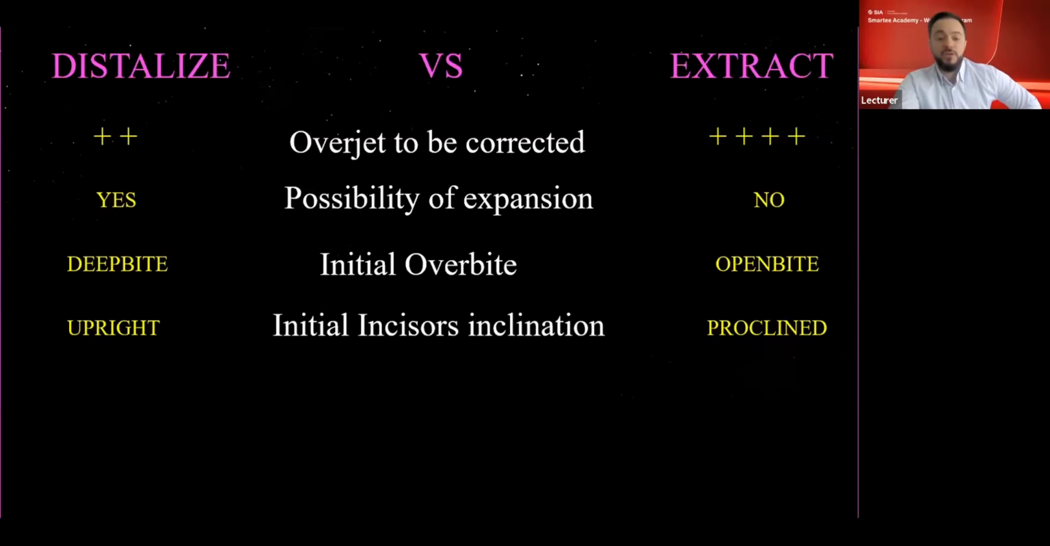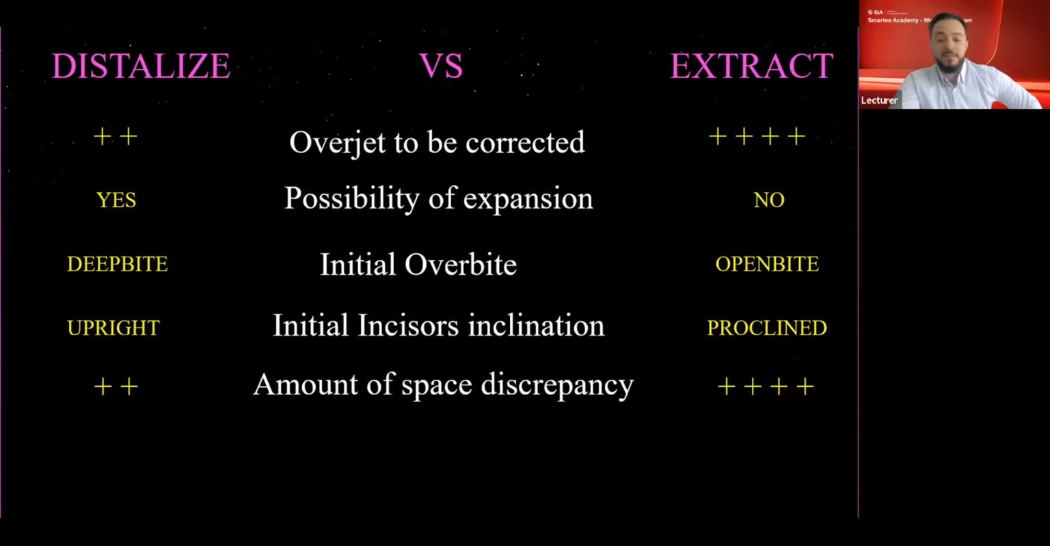We need to also consider the patient's initial incisor inclination, whether they are retroclined or proclined. So if the patient comes, for example, Class 2 division 1 with extremely proclined upper incisors, in that case, expansion and further proclination will not be applicable, and we should consider other options.